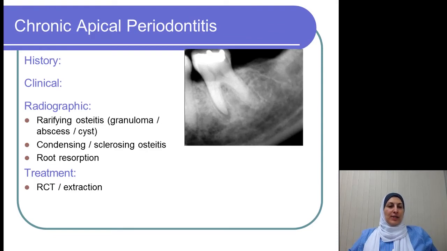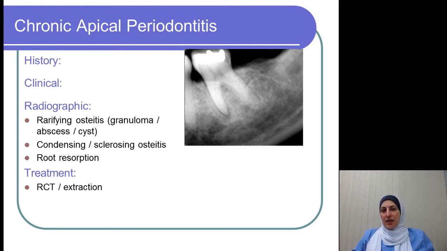Right. So this was regarding acute apical periodontitis. Talking about chronic apical periodontitis. So chronic means it has been there for a while. And because it has been there for a long time, it managed to do certain changes within the periapical area.